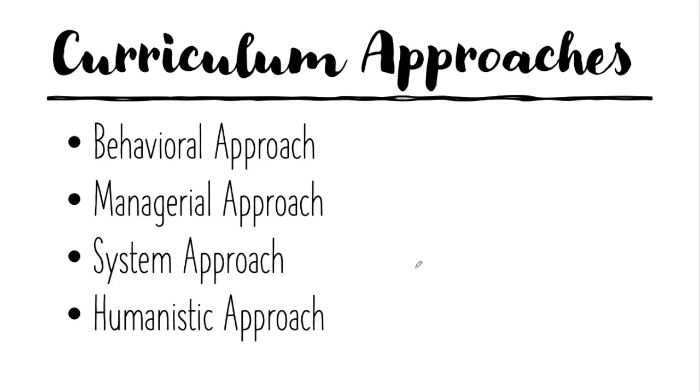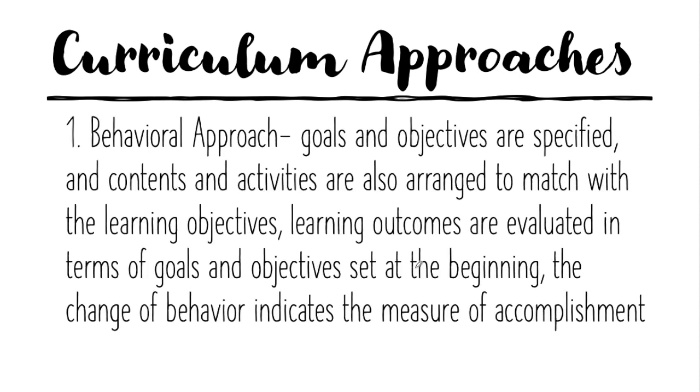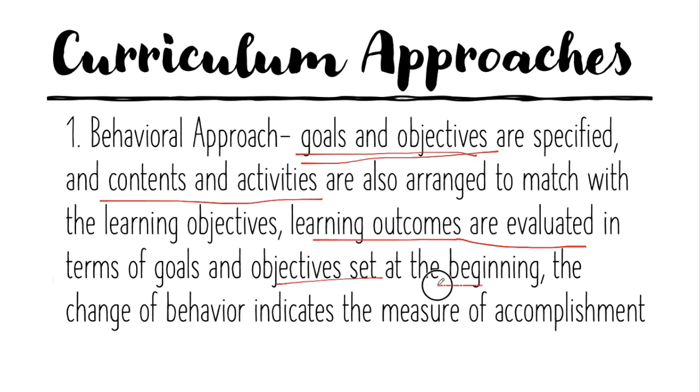There are only 4 types of curriculum approaches: behavioral, managerial, system approach, and humanistic approach. So let's go to the first one, which is behavioral approach. Now, in your behavioral approach, you start with the goals and objectives, then you have the content and activities, which would match your learning objective. Then, of course, you have learning outcomes, which are evaluated. Okay, so goals and objectives at the beginning, and the change of behavior or learning, which is evaluated.